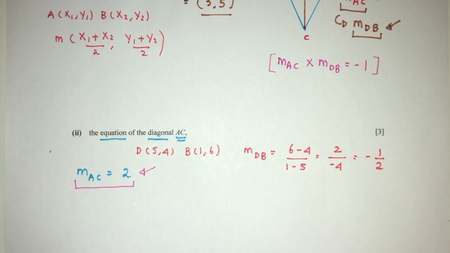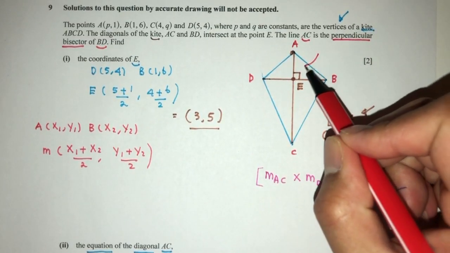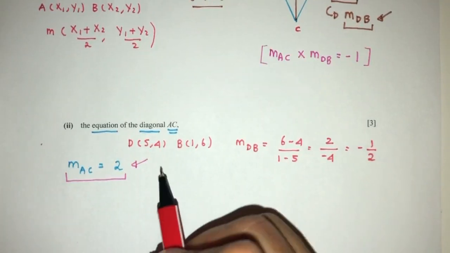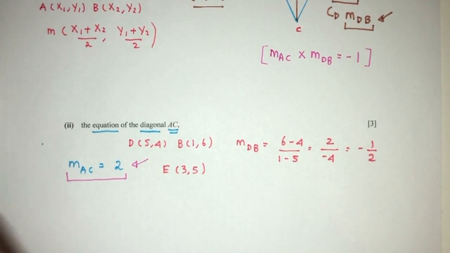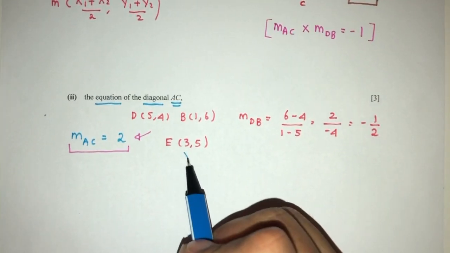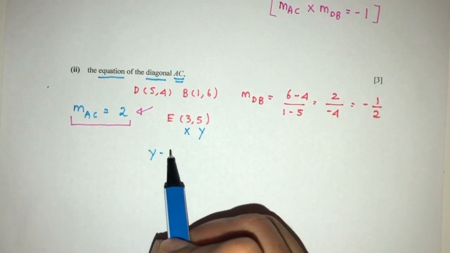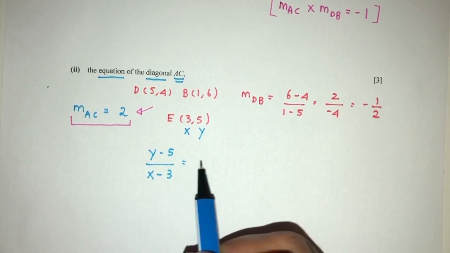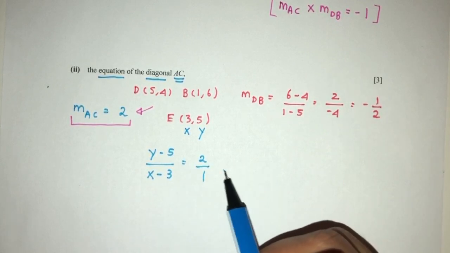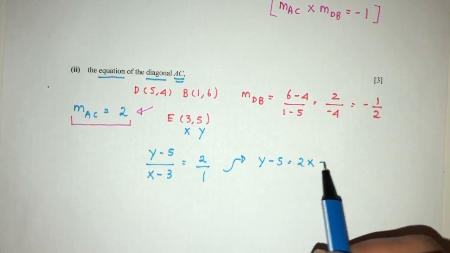Now to find the equation, we need a passing point. The point C and the point A we don't know, but we know the point E, which is a passing point. The point E was found to be (3, 5). So let's use that to find the equation. That will be x and y. So y minus the corresponding value over x minus the corresponding value will be the gradient. Then we cross multiply, you will have y minus 5 is equal to 2x minus 6.